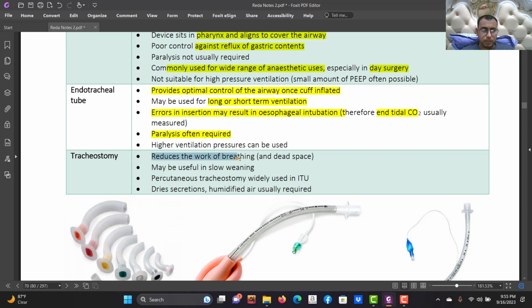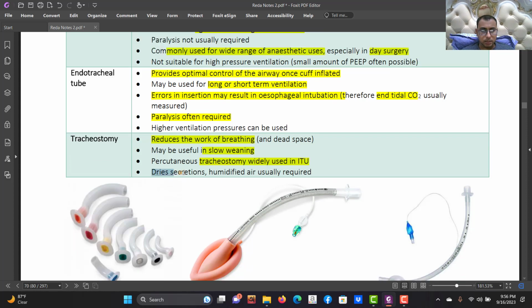So the work of breathing will be less and it may be useful for slow weaning. Percutaneous tracheostomy is widely used in the intensive therapy unit, and dry secretions and humidified air are required, because the nose and nasopharynx normally provide humidification as the air goes through. With a tracheostomy tube, that humidification process is hampered. In that case, the remaining portion of the trachea, carina, and the bronchi will be dry. That's why humidified air is introduced.